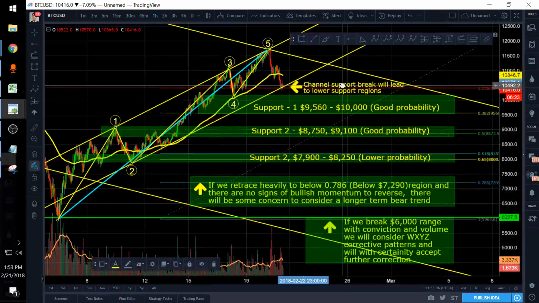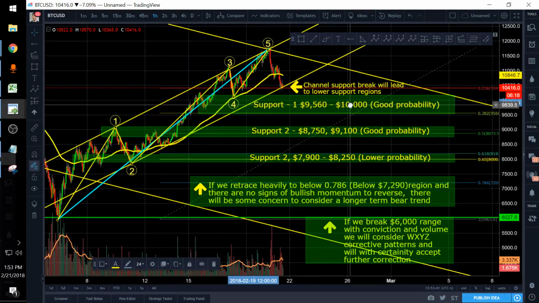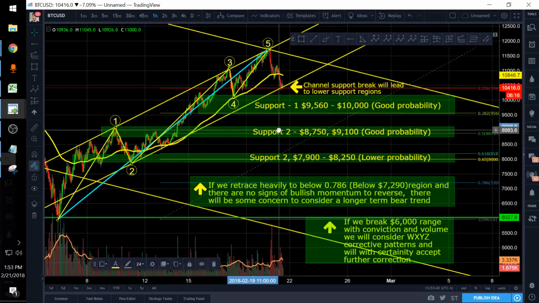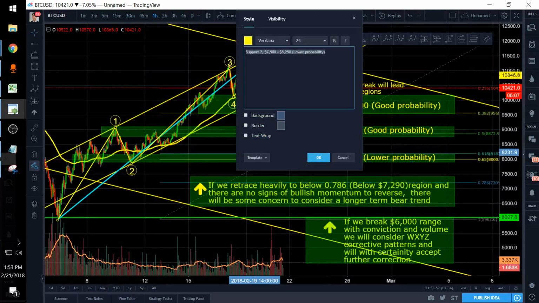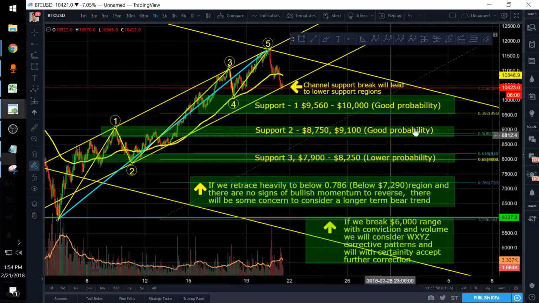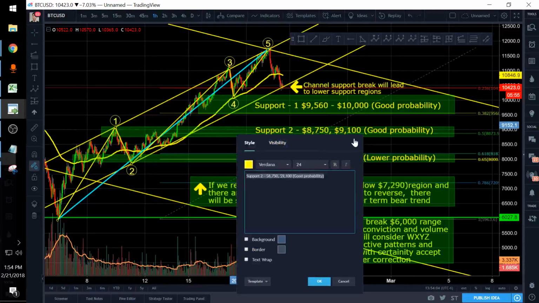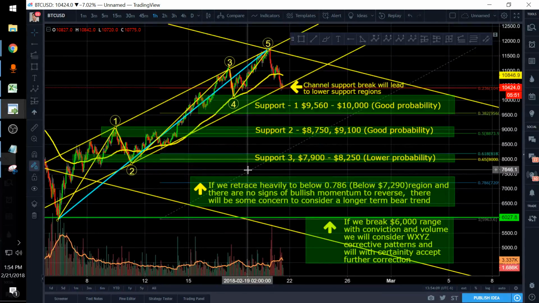And the support range right here, 95.60 to 10K, good probability. Support range 2 is about 87.50 to 9100, right around there. Support range 3, this is supposed to be 3 here actually, is between 7900 and 8250, which is a low probability. Much lower probability, guys. This one is on the table, but I really can't see it actually getting that low unless we correct big time.